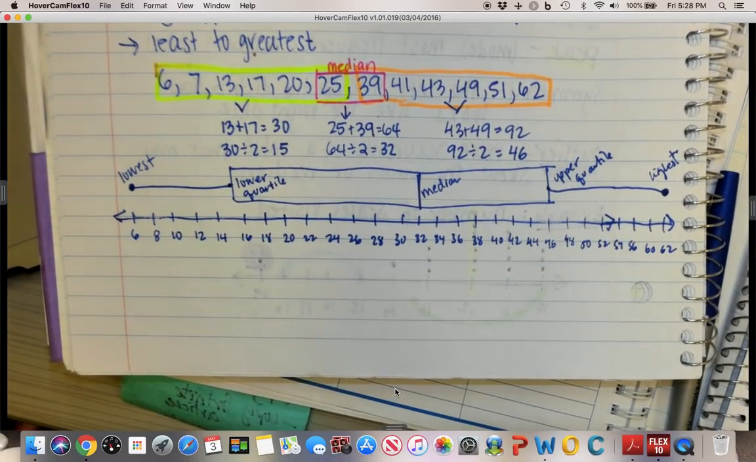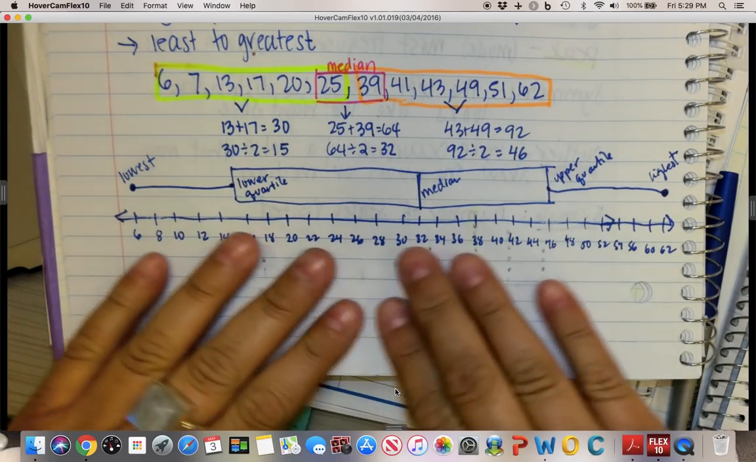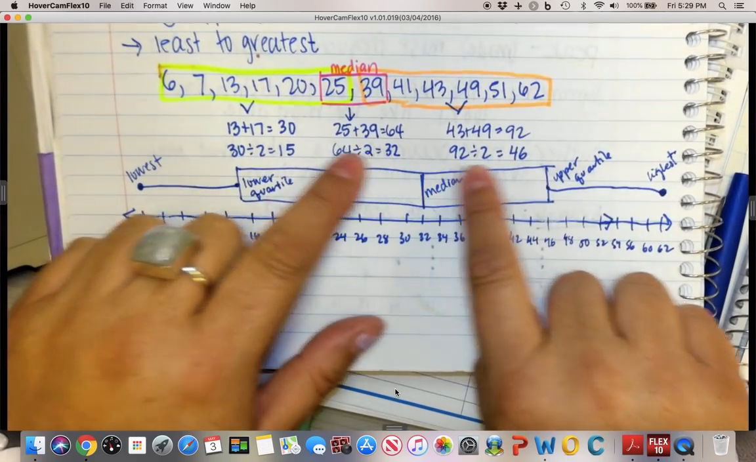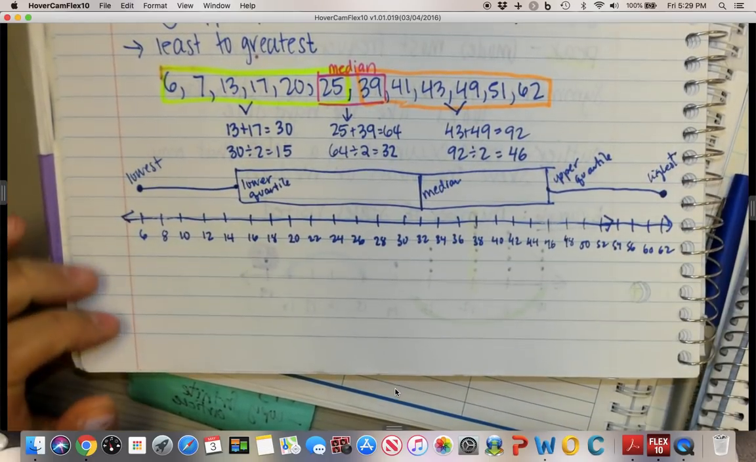So we could say Carl sold between 15 and 46 per month. Or we could say the median amount that he sold was 32 a month. We could say the highest month he had was 62. The lowest month he had was 6. It's just all a way to describe where the data lies. And you can see this is the box, and these are the whiskers. That's why they call it box and whisker plot.